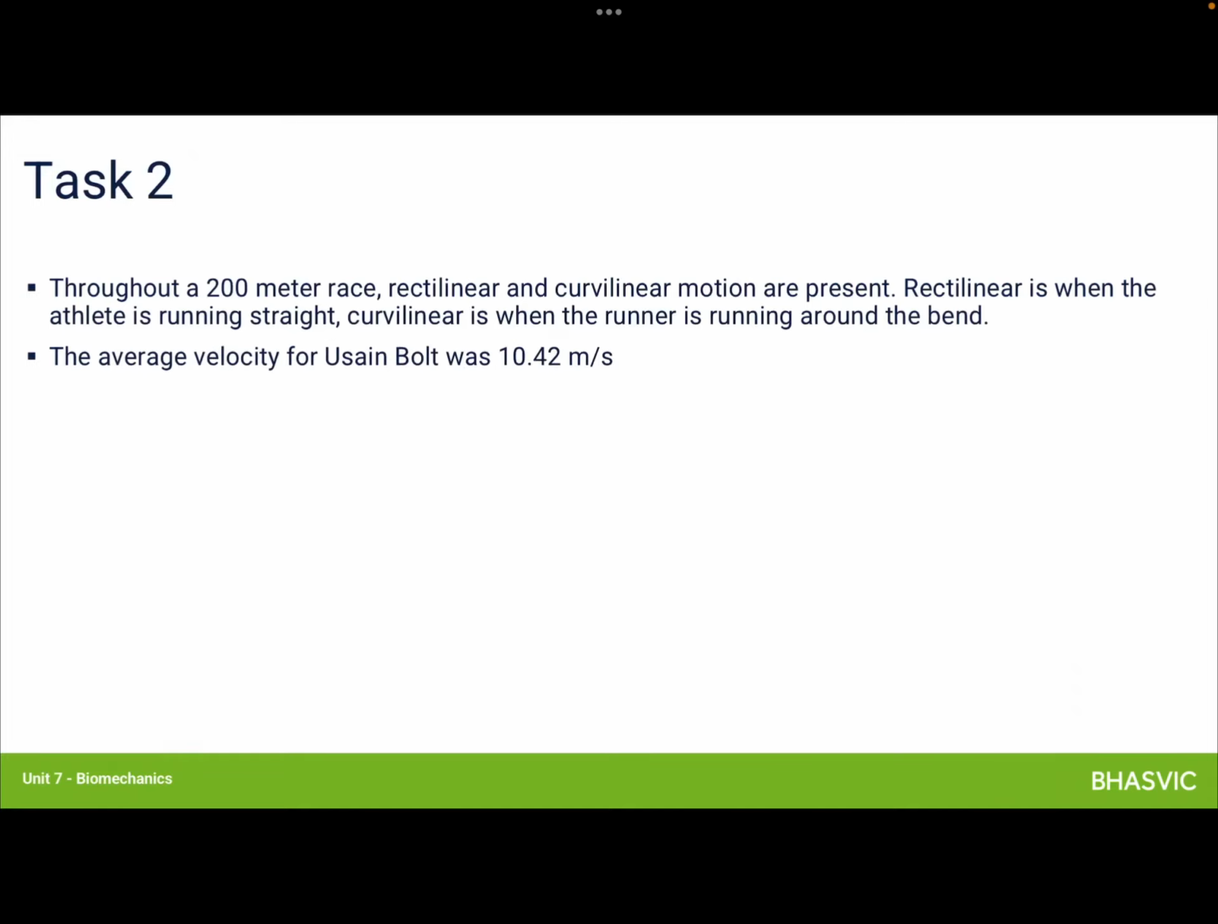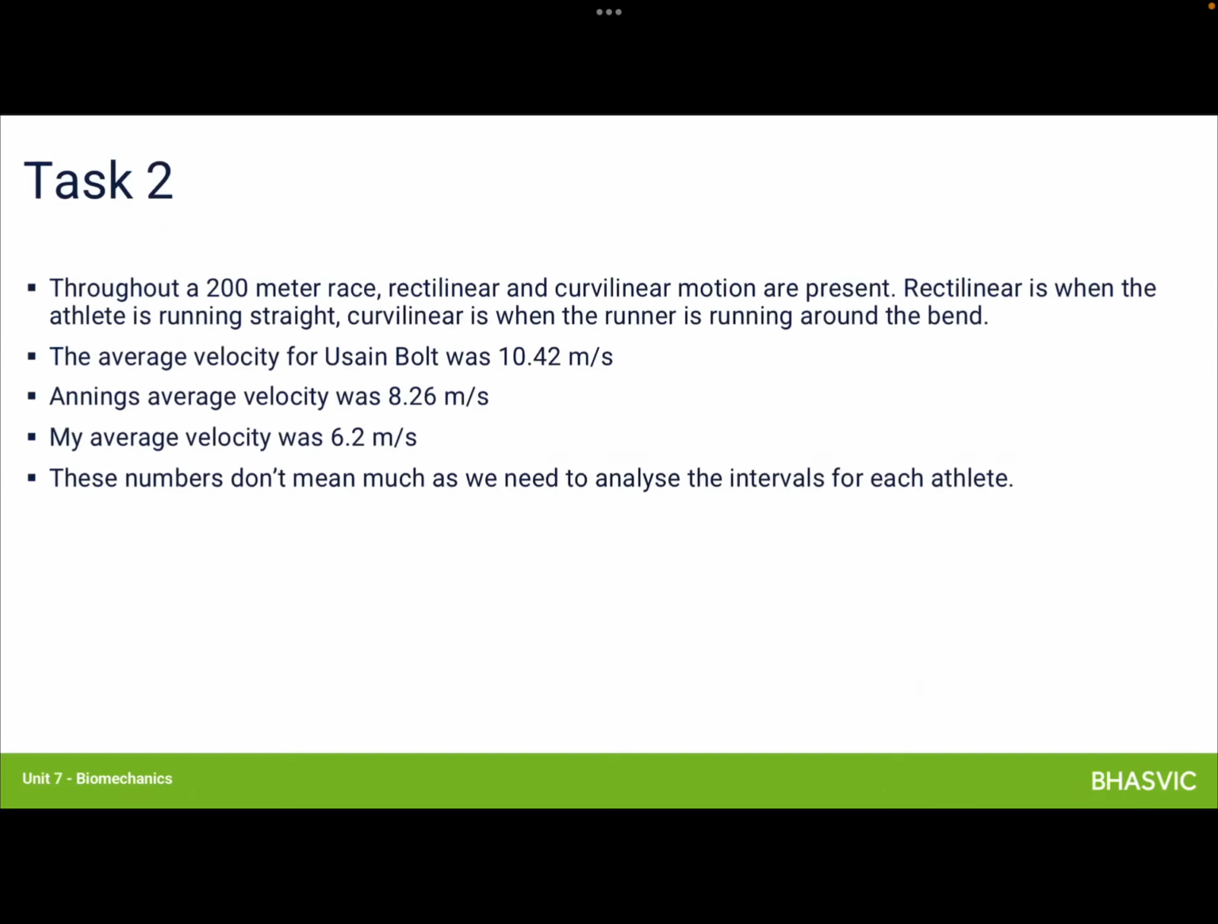The average velocity for Usain Bolt was 10.42 meters per second. Amber Anning's average velocity was 8.26 meters per second. My average velocity was 6.2 meters per second. These numbers don't mean much as we need to analyse the intervals for each athlete.